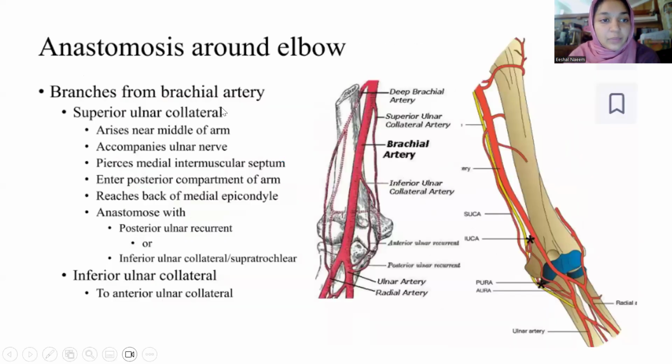Anastomosis around the elbow. Branches from the brachial artery. So, superior ulnar collateral artery arises near the middle of the arm. It accompanies the ulnar nerve here, pierces medial intramuscular septum, enters posterior compartment of arm, reaches back of the medial epicondyle here. Anastomosis with the posterior ulnar recurrent artery, or it's also called the inferior ulnar collateral or supratrochlear. Just forget this. Remember the posterior ulnar recurrent artery. The inferior ulnar collateral artery will anastomose with the anterior ulnar collateral artery.